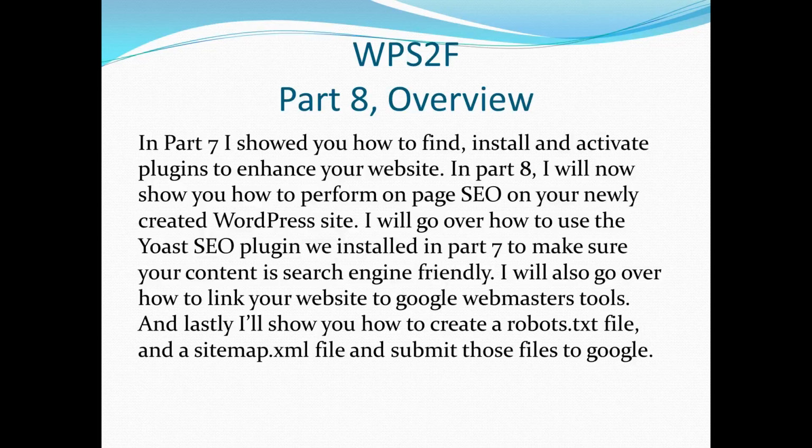Here in Part 8, I'll now show you how to perform on-page search engine optimization on your newly created WordPress site. I'll go over how to use the Yoast SEO plugin we installed in Part 7 to make sure your content is search engine friendly. I'll also go over how to link your website to Google Webmaster tools. And lastly, I'll show you how to create a robots.txt file and a sitemap.xml file and submit those files to Google for indexing. Now, without further ado, let's get right into the tutorial.